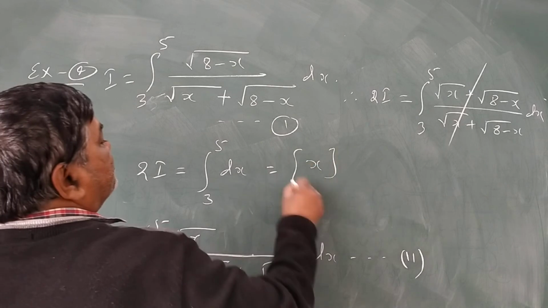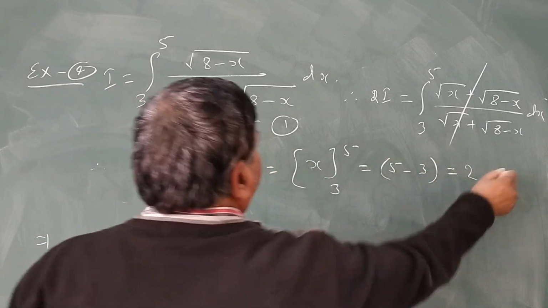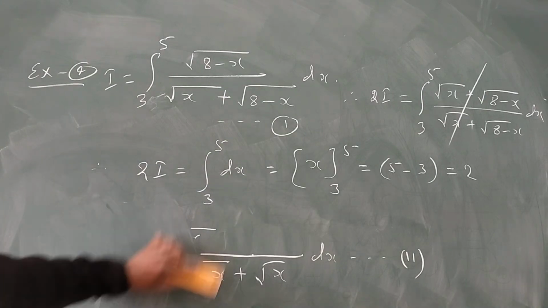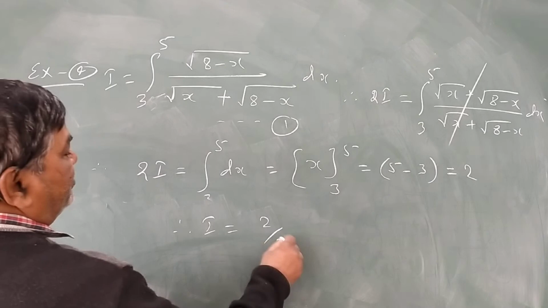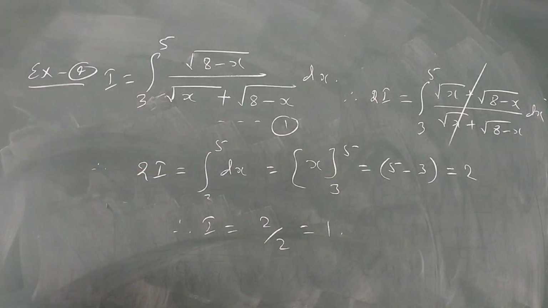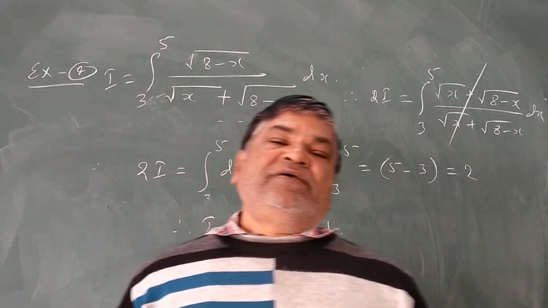So x from 3 to 5 is 5 minus 3, which is 2. So what is the value of I now? I is equal to 2 by 2, which is 1. So the answer is 1. So dear students, now you can see in how easy a way we are solving the question.